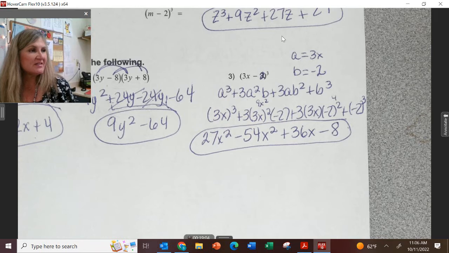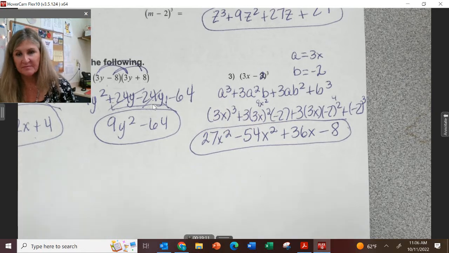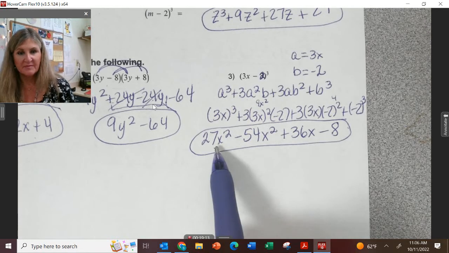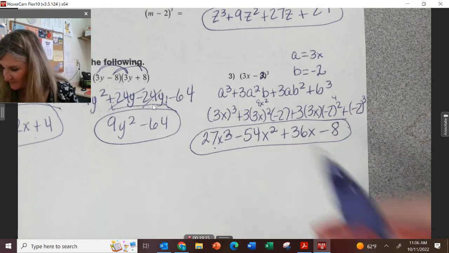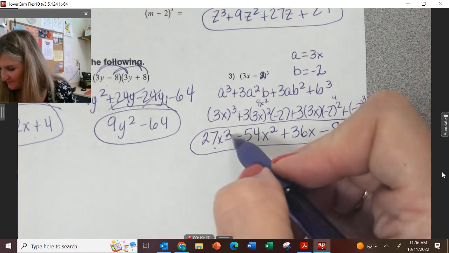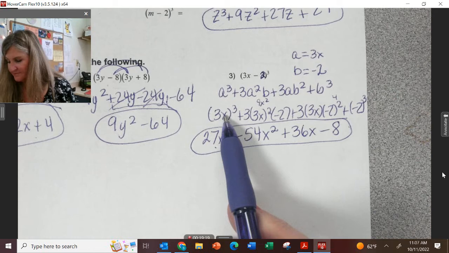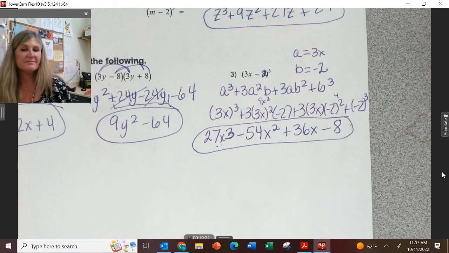Any questions with this? Yes? Why don't you simplify the 27x squared minus 54x squared? This is cubed, that's why. Oh, okay. Anybody get that one on their own?